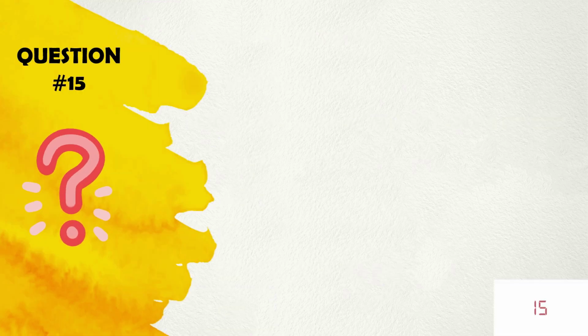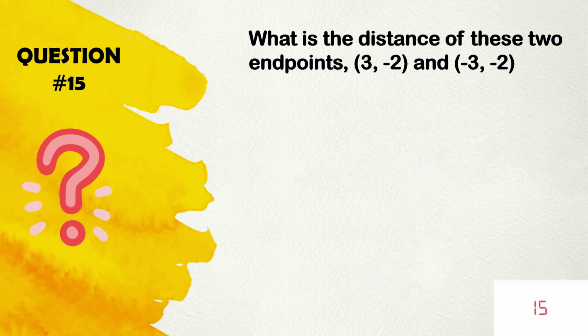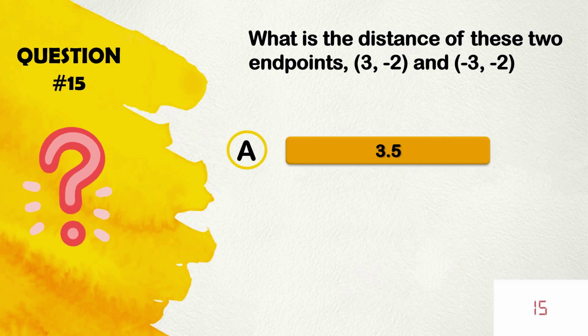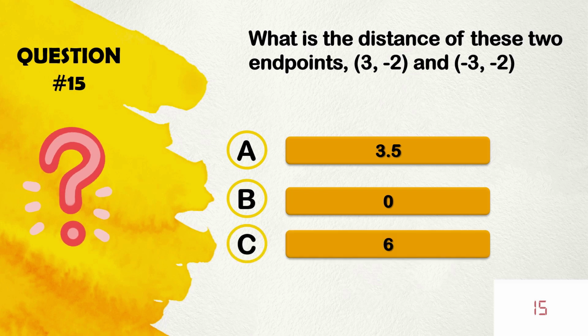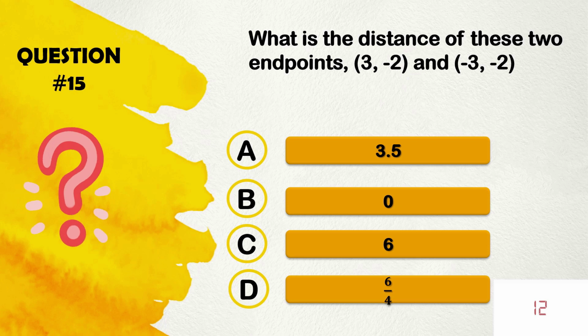And we have question number 15. What is the distance of these two endpoints? We have (3, negative 2) and (negative 3, negative 2). Letter A, 3.5. Letter B, 0. Letter C, 6. Letter D, 6 over 4.